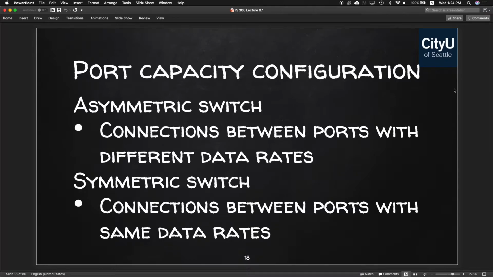But if you want to do the symmetric switch, your connection between ports should have the same data rate. If it's 10, the other should be 10. If it's 100, the other should be 100 as well.